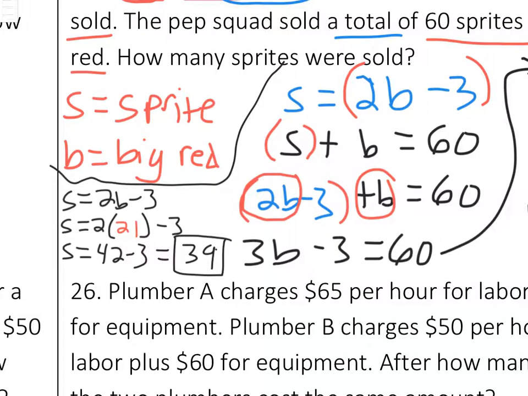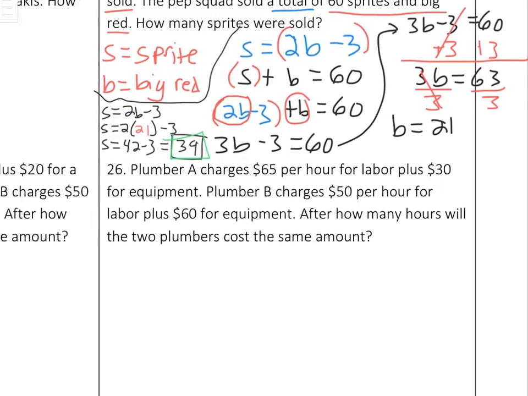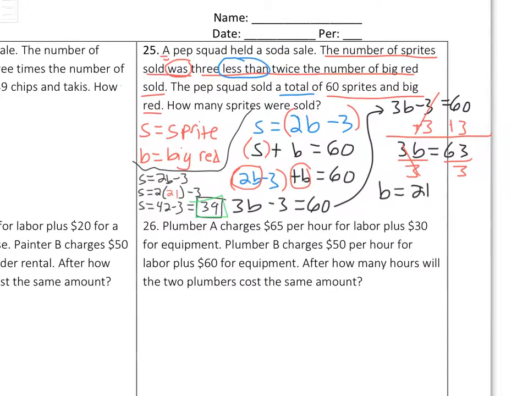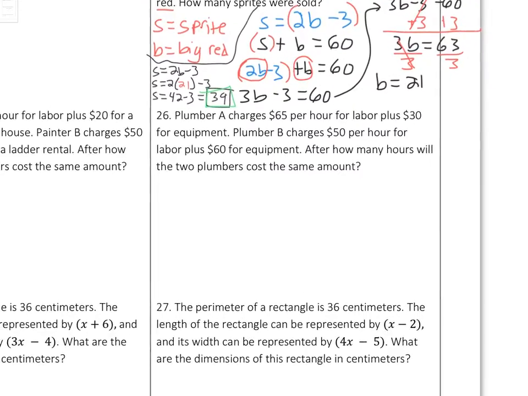And actually, let me do this in different colors so it stands out. All right, 39 is going to be our final answer there. All right, 39 sprites were sold. Okay, so yes, it does take a little bit, but as long as you come up with your two equations, then it should be somewhat easier for you, because then all you got to do is just solve by substitution. All right, going on to 26.